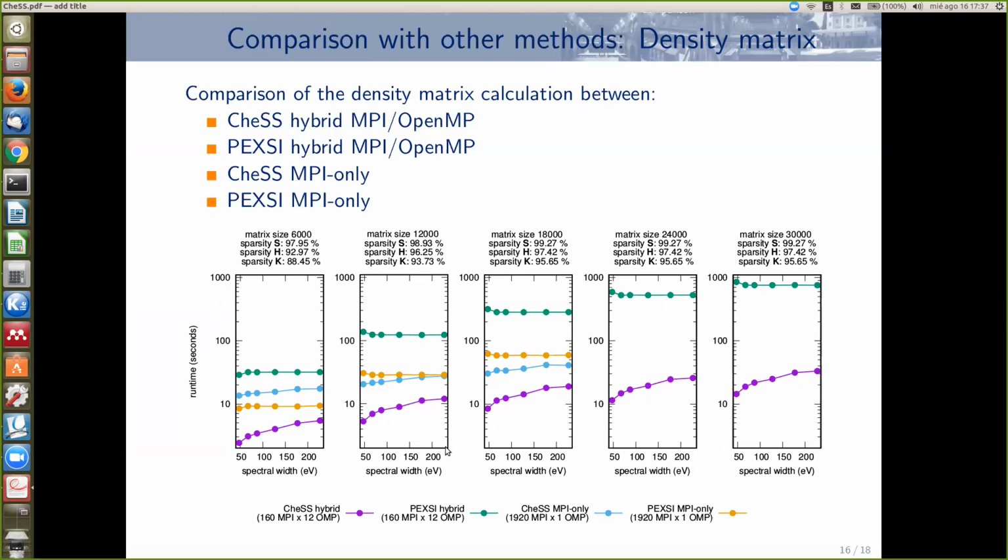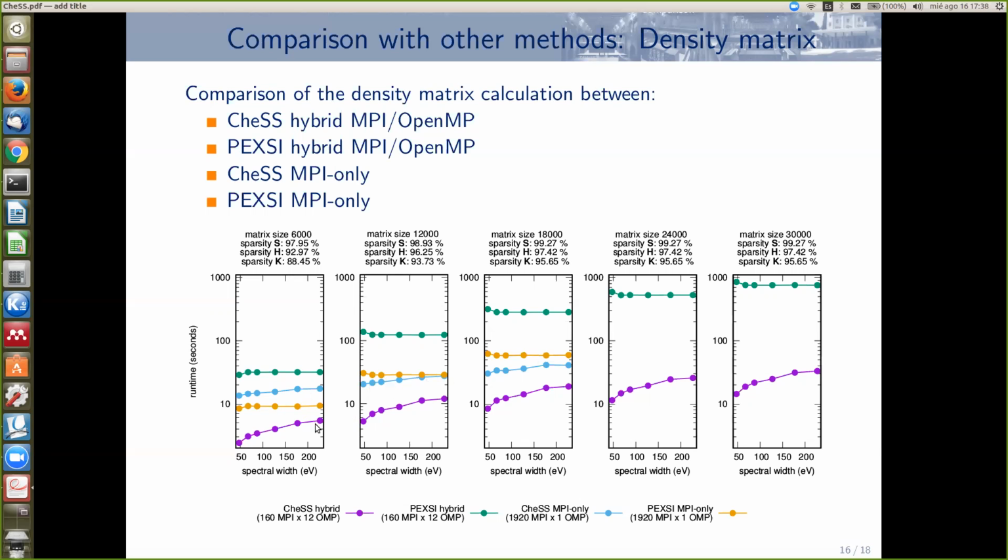So what do we see? First, if you look at Chess, we have to compare the purple and the blue curve. We see that it becomes slower in all cases, even though we use the same number of cores. With an MPI-only version Chess becomes slower, just because its design is better suited for hybrid parallelization. On the other hand, if you look at PEXI, it's the opposite. We go from the green curve to the yellow curve, and we see it becomes considerably faster. So even for the smallest matrix, there is an inversion of the order: PEXI now becomes faster than Chess. And for the larger matrices, Chess recovers its advantage due to its linear scaling.